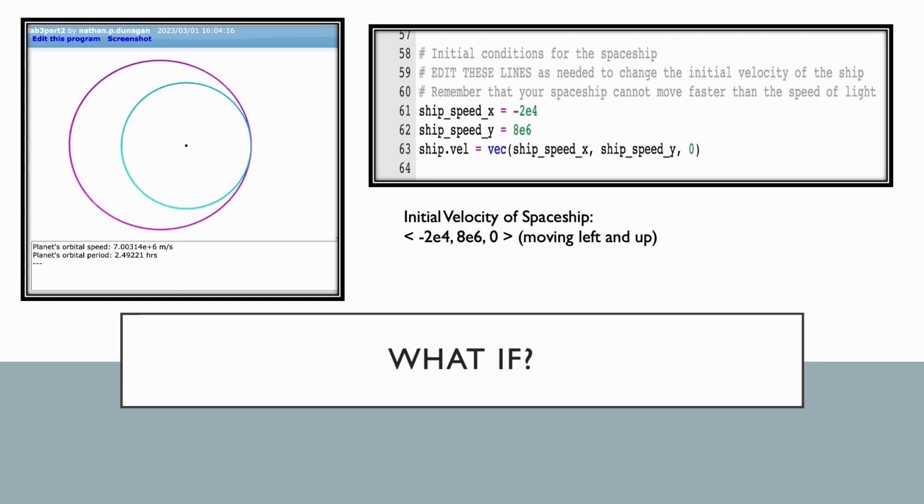For the what-if question, we were told to find the initial velocity of the spaceship in order to enter into some kind of orbit around the black hole without crashing or getting sucked in. I was able to successfully create an orbit around the black hole through trial and error, which was the same method I used for part 2. The initial velocity is below.